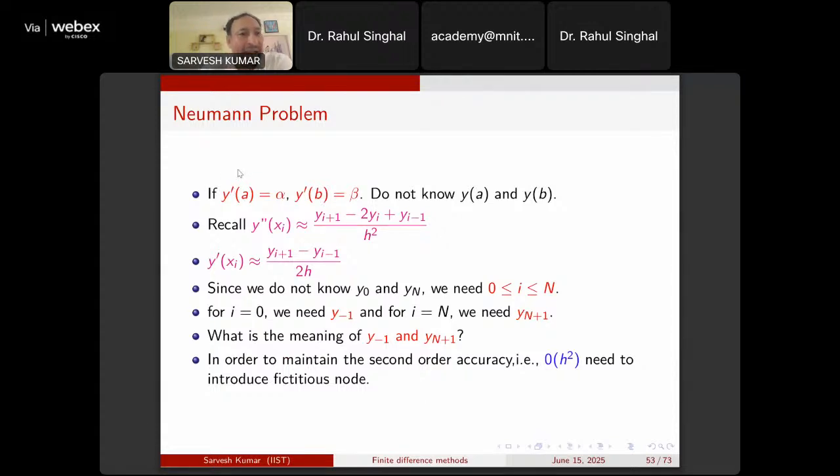The Neumann problem is what? I do not know y. I know its derivative, y dash at a, etc. Right? So that means I cannot start from 1. I have to start from 0 because y at a is not known to me. That's the idea.